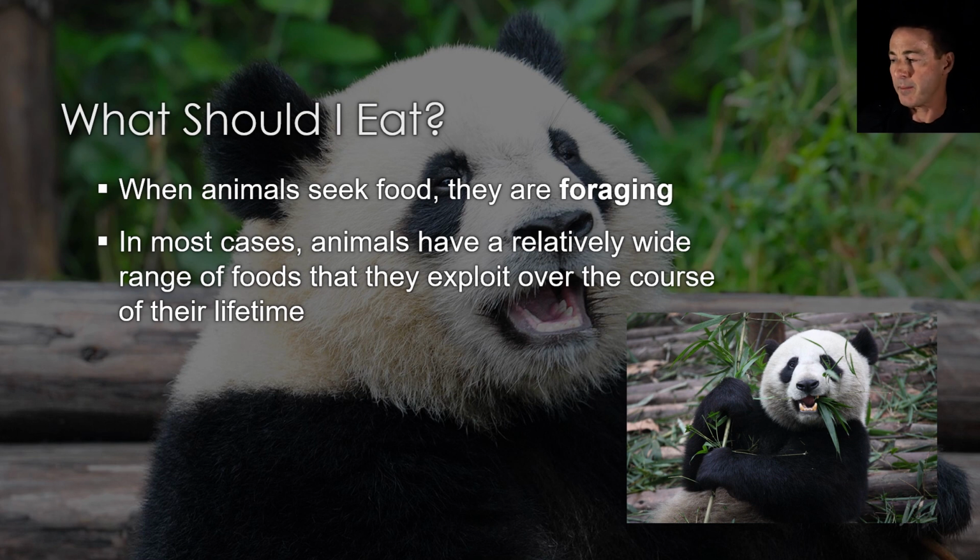For example, giant pandas subsist almost entirely on the shoots and leaves of bamboo. Pandas must make decisions about which bamboo plants to harvest, which parts of a particular plant to eat and which to ignore.